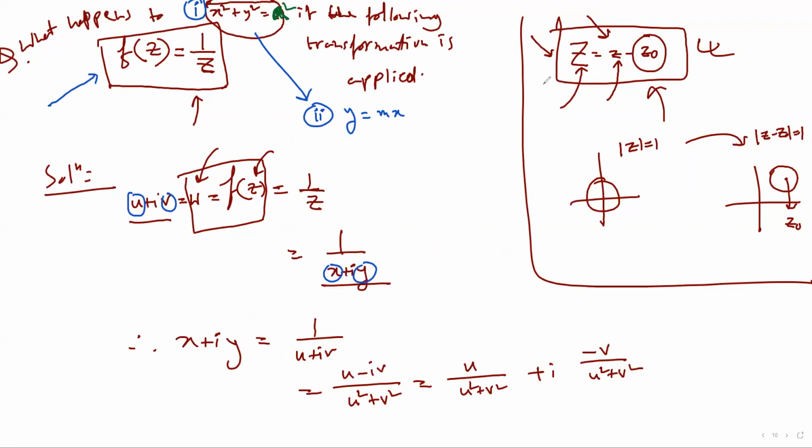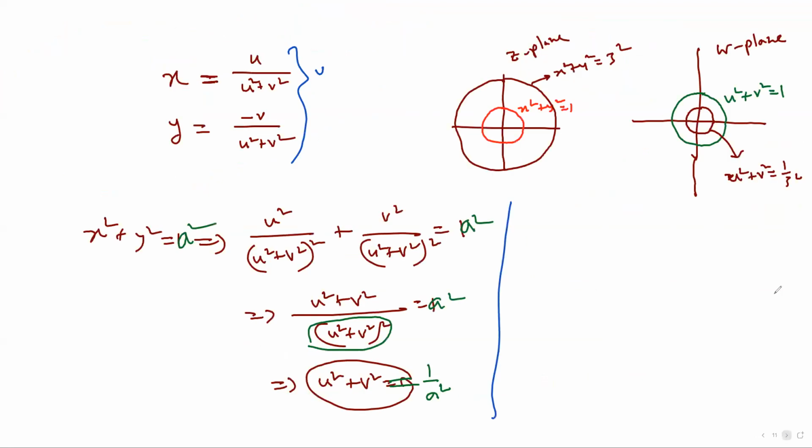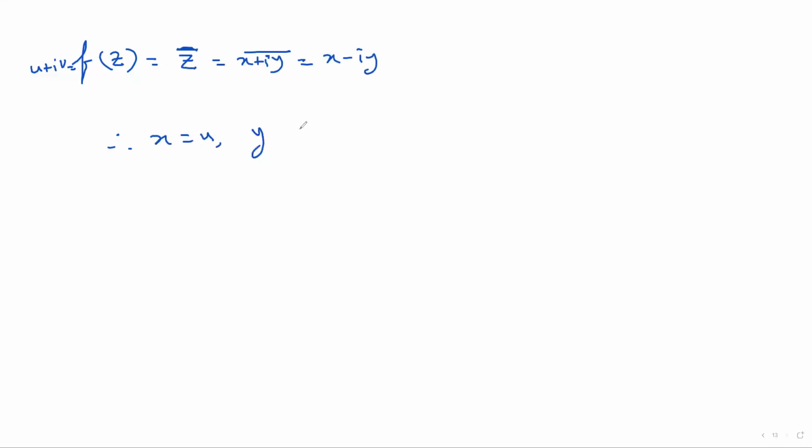This function can be simple like shifting, right? But this can be a function like this. F of z is, say, z bar. So again, u plus iv is x plus iy bar. So we have x minus iy. So here x equals u, but y equals minus v.